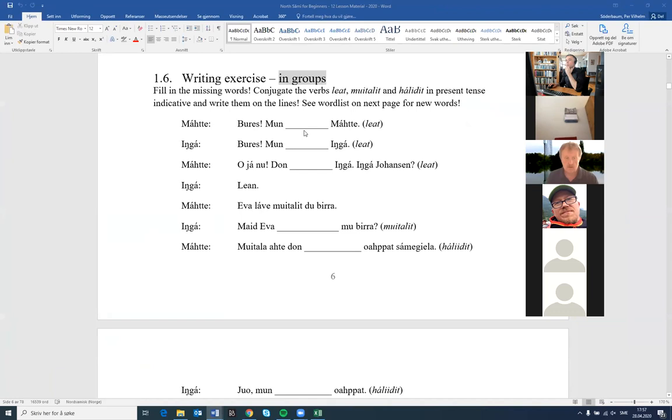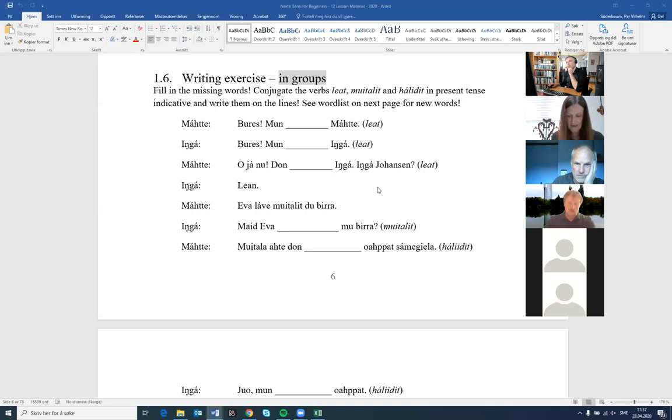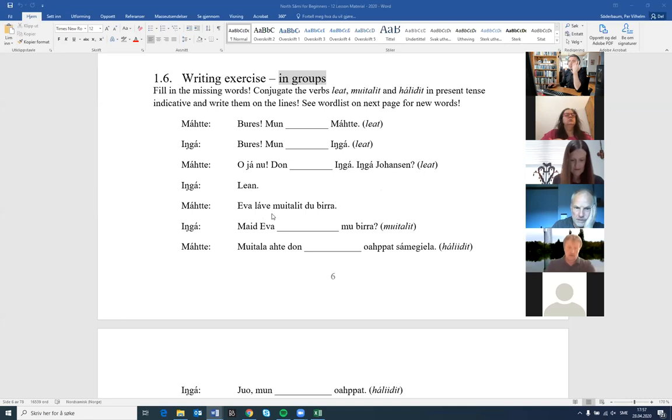Boris mon län mahte. I am Mahte. Boris mon län mahte. Don't let Inga. You are Inga. Inga Johansson. Inga Johansson, it's a question. Inga Johansson. Lamb, I am. It's a yes. It means a yes.